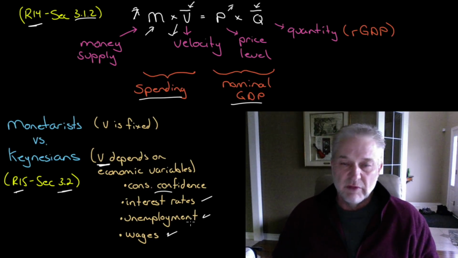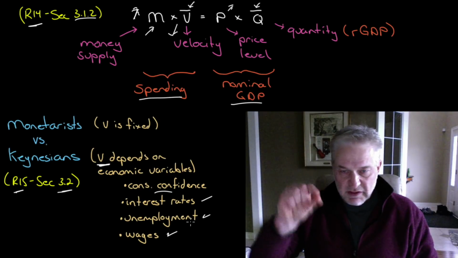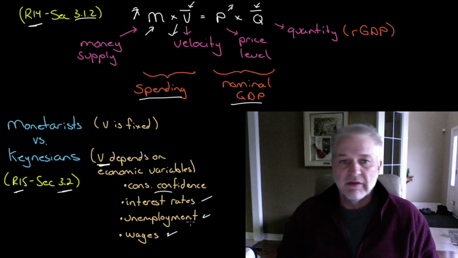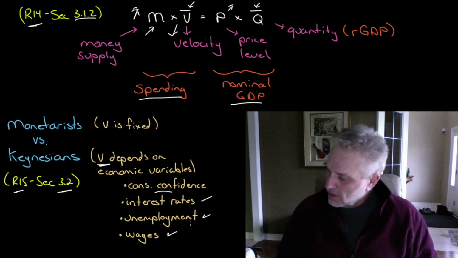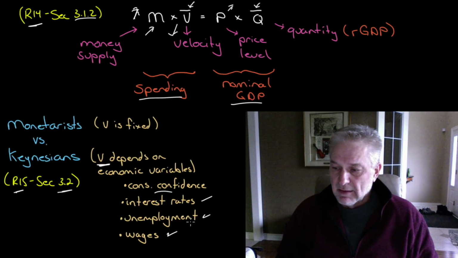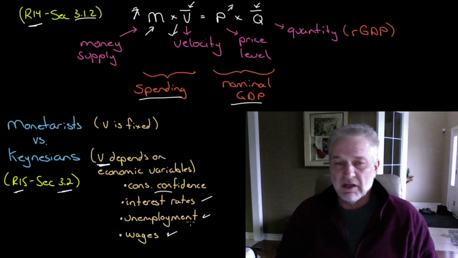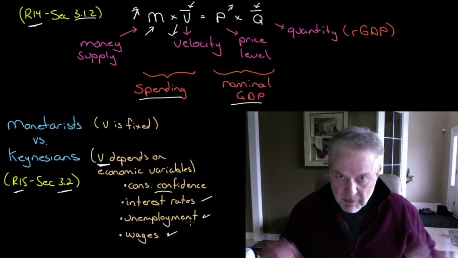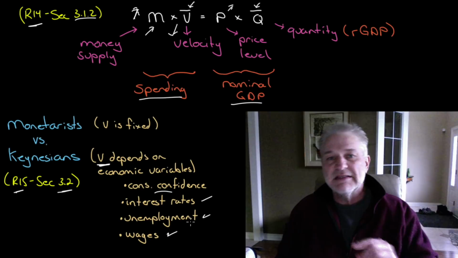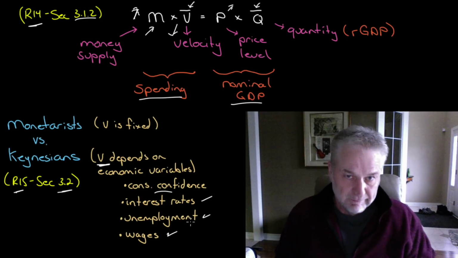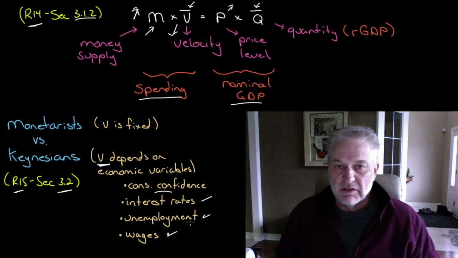So what do you believe? Do you believe that velocity is fairly fixed in a tight range, or do you believe that it depends on economic variables? Milton Friedman, not a dumb guy, came to the conclusion that it was fixed. So clearly there must have been some argument for it, and in his time, he was right. So let's have a look at some charts.